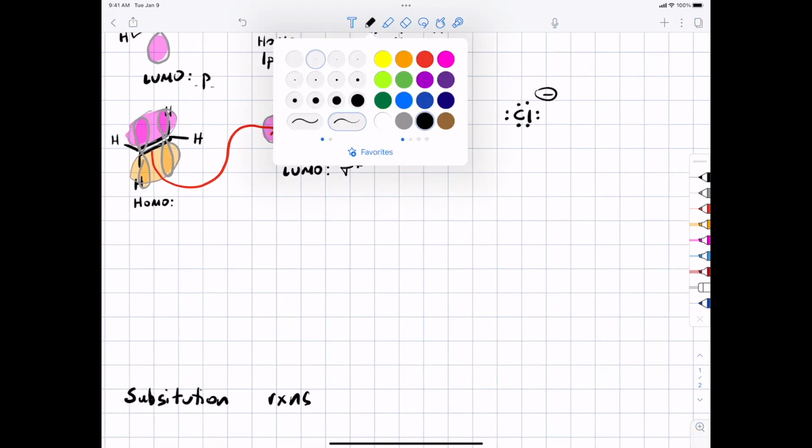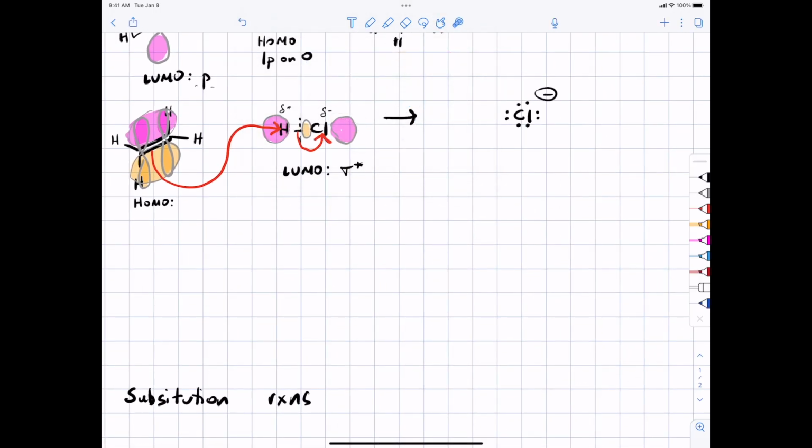Now, here's an interesting question. The pi electrons attack the hydrogen. The pi electrons were shared between two carbons, 1 and 2 we'll call them. Which carbon gets the hydrogen? Could it be in resonance?